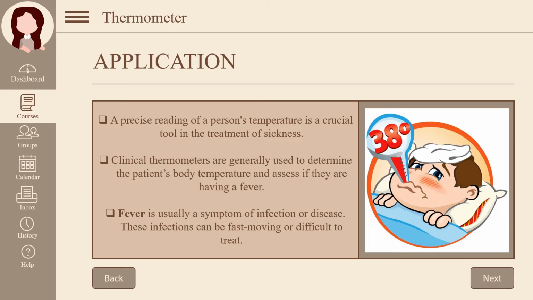Fever is usually a symptom of infection or disease. These infections can be fast-moving or difficult to treat. Therefore, when a person experiences this symptom, a thermometer comes in handy in order to assess the situation and be able to prevent further complications, particularly in young children and individuals with a weakened immune system.